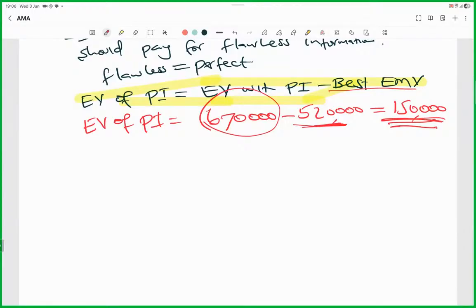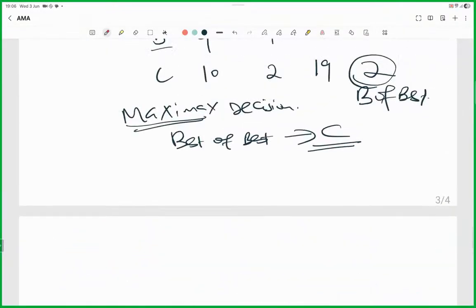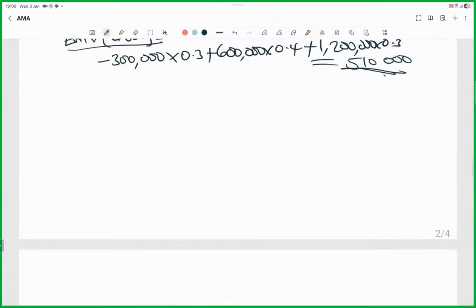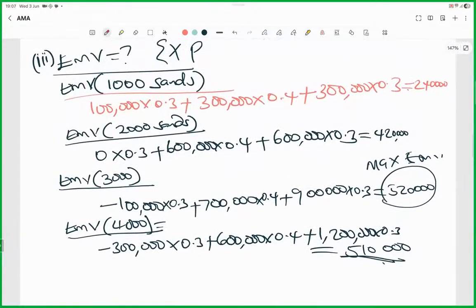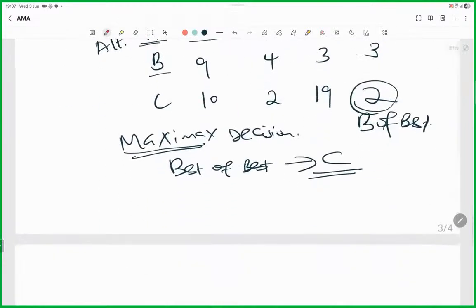Very good. So now we go to this one. Oh, is it 510 or 520? Let me check. 520, yeah? I think we had done this somewhere. You see, we had 510 here, and then we have 520 as the highest. 520 is the highest. All right.